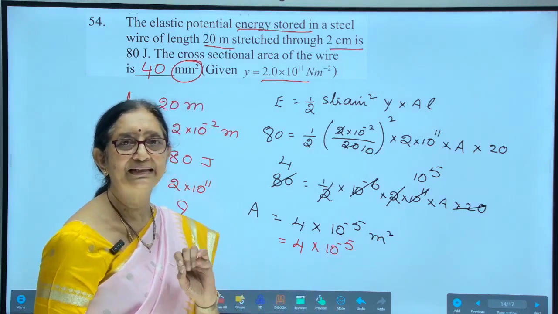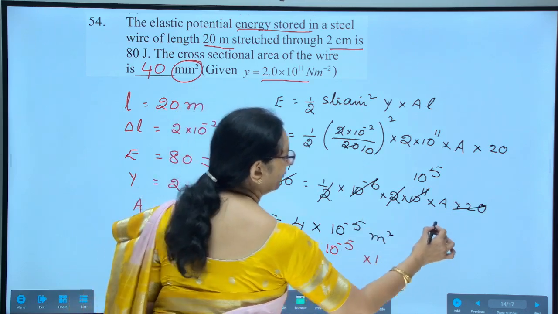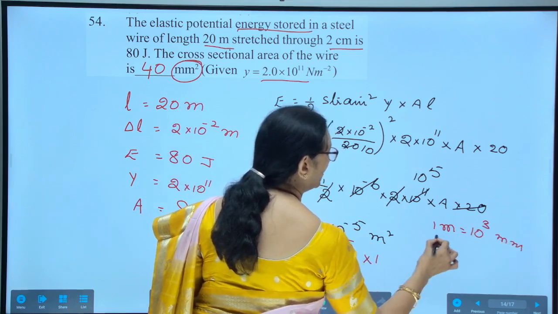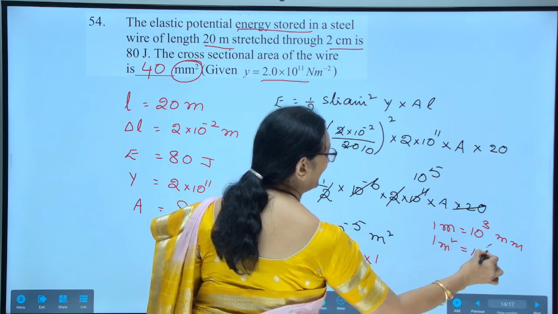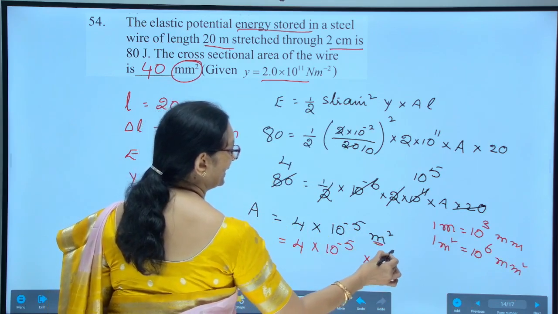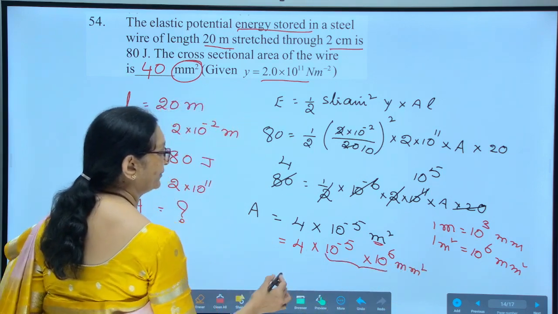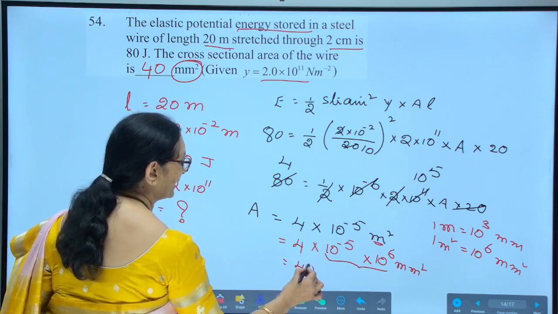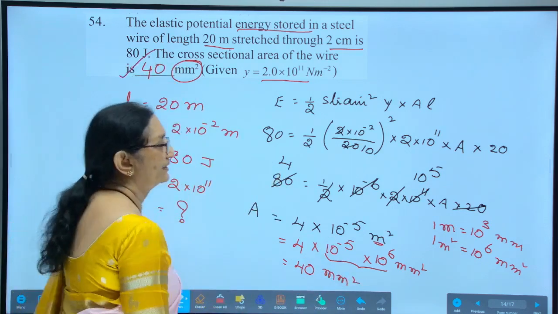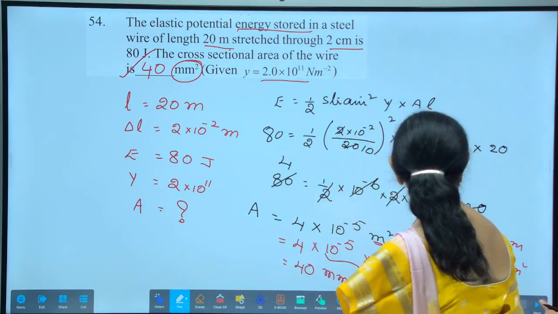1 meter is 10 to the power of 3 millimeters. So, 1 meter square is 10 to the power of 6 millimeter square. So, in place of meter square, I am writing 10 to the power of 6 millimeter square. So, 10 power minus 5 into 10 power 6 is 10, 4 into 10 is 40, 40 millimeter square. So, the numerical value is 40 here. Okay, move on to the next problem.